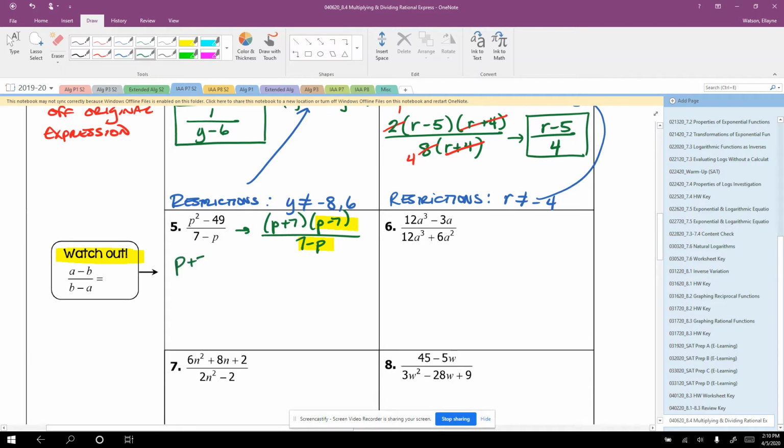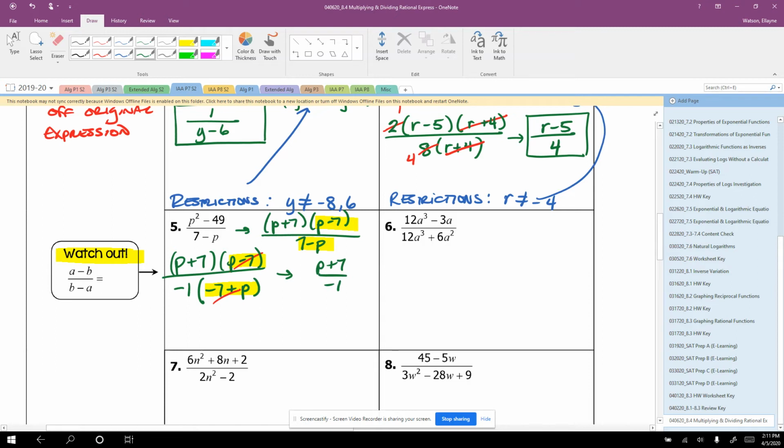So keep the p plus 7 the same and keep the p minus 7 the same on top. But on the bottom, now take out a negative 1. And what that does is that gives you a negative 7 plus p. And now these look alike because you took out the negative, so you can cancel those out. And you're left with p plus 7 divided by negative 1.